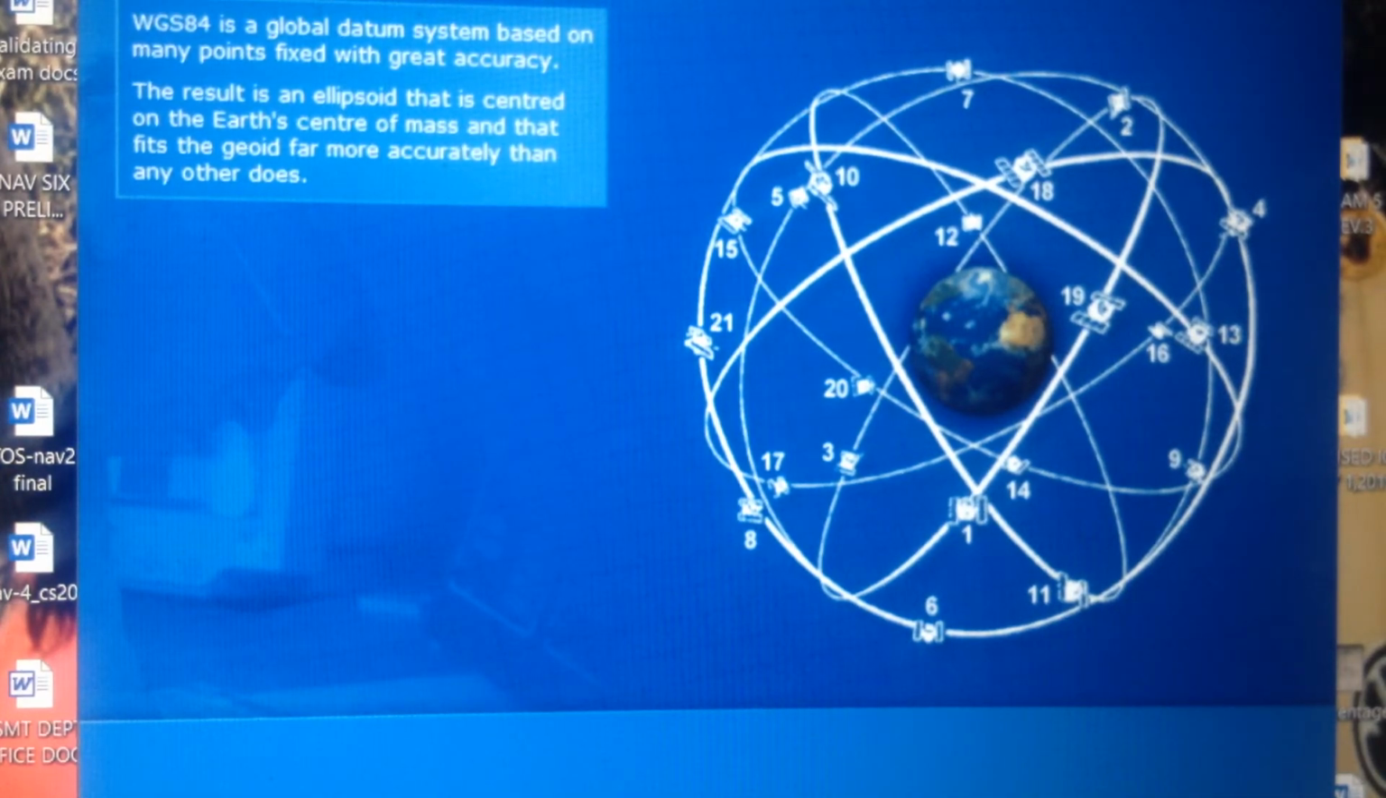WGS-84 is a global datum system based on many points fixed with great accuracy. The result is an ellipsoid that is centred on the Earth's centre of mass and that fits the geoid far more accurately than any other does.